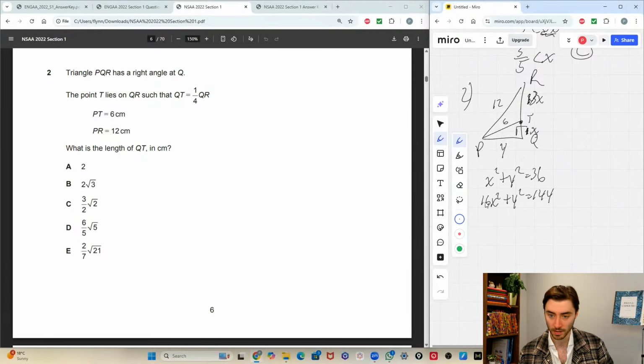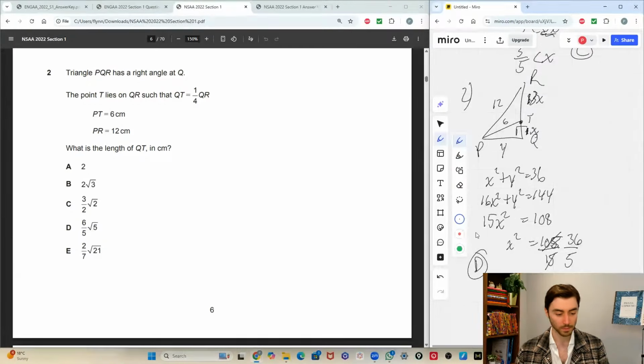I can eliminate y, so subtract those. 15x squared equals, that minus that is 108, I want to say. Yep. x squared is 108 over 15. I can divide a 3 out of this to give me 36 over 5. So x is equal to 6 over root 5, which is D.